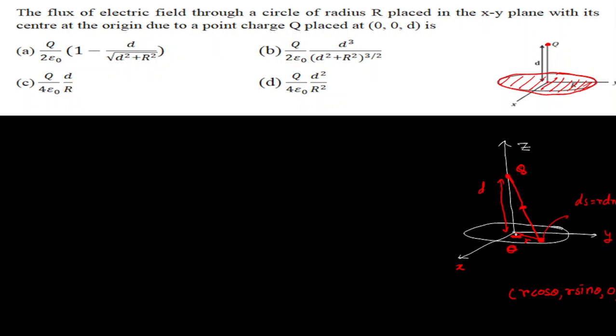This distance we can simply write: this distance is r and this distance is d, so it will be under root of r square plus d square. Then what will be the electric field? Let me define it this way. Let's say this point is P.